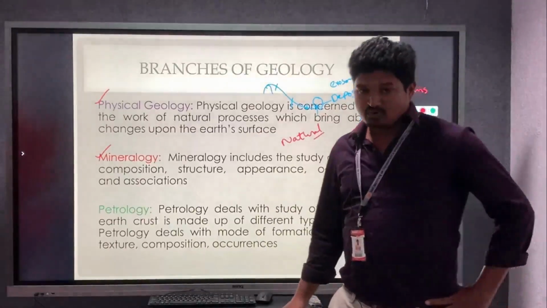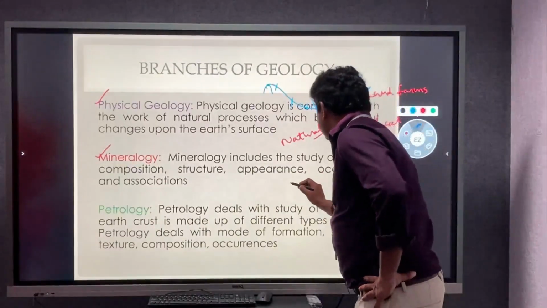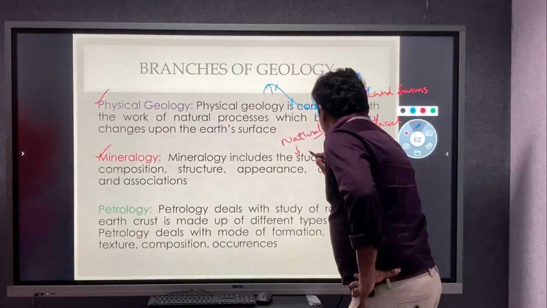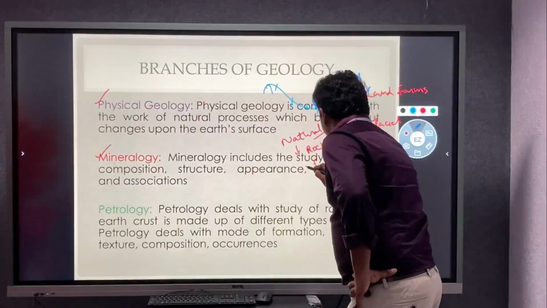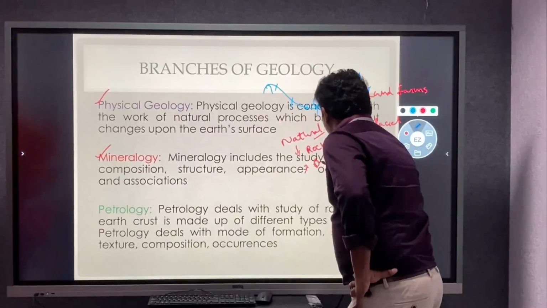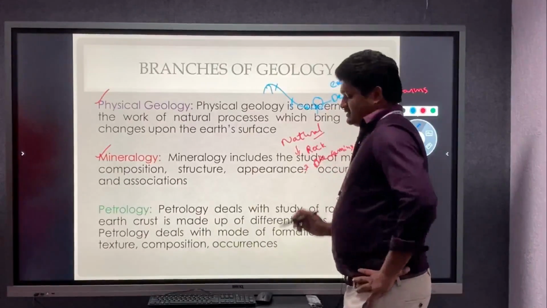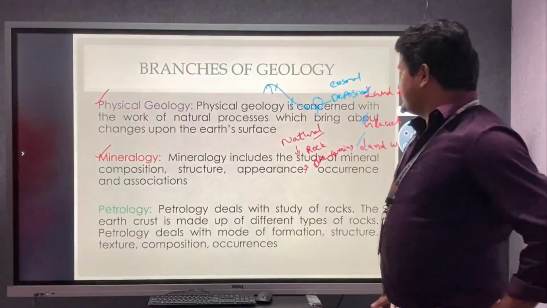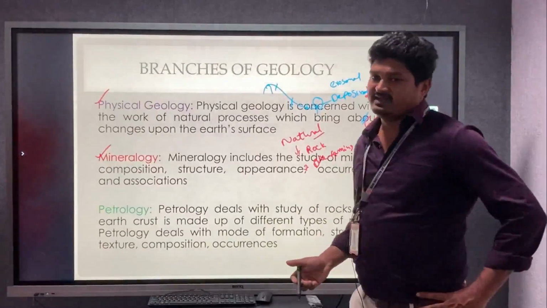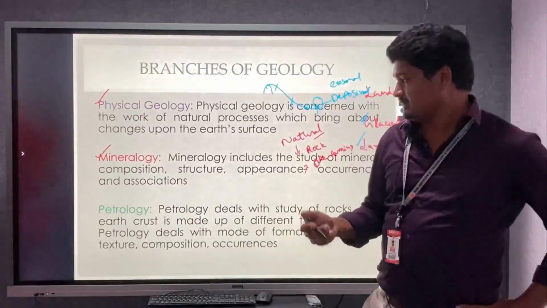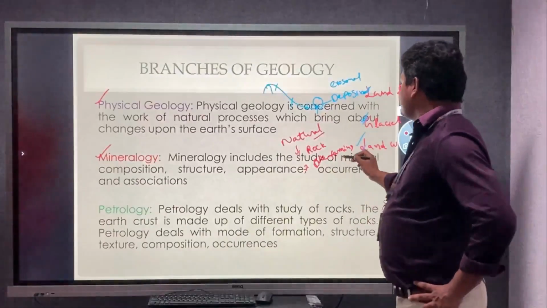So in mineralogy we learn about different types of minerals. There are two types of minerals: one is rock forming, and another one is ore forming. Wherever silica is there, that is called a rock forming mineral. Minerals having some ore content, for example iron ore, different types of aluminum ore, and different types of bauxite, are the ore forming minerals.